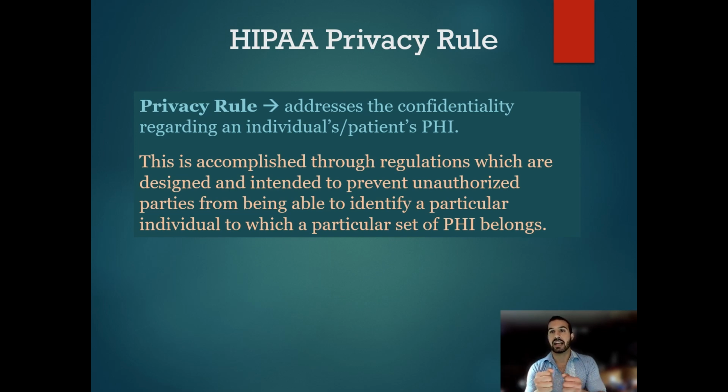So essentially, what the privacy rule seeks to do is to prevent other unauthorized parties from being able to associate health information with the individual it belongs to. That's because you could have redacted medical records where all the individually identifiable information has been redacted. Someone else could see that, and it won't violate the privacy rule because you don't know whose health information it belongs to.